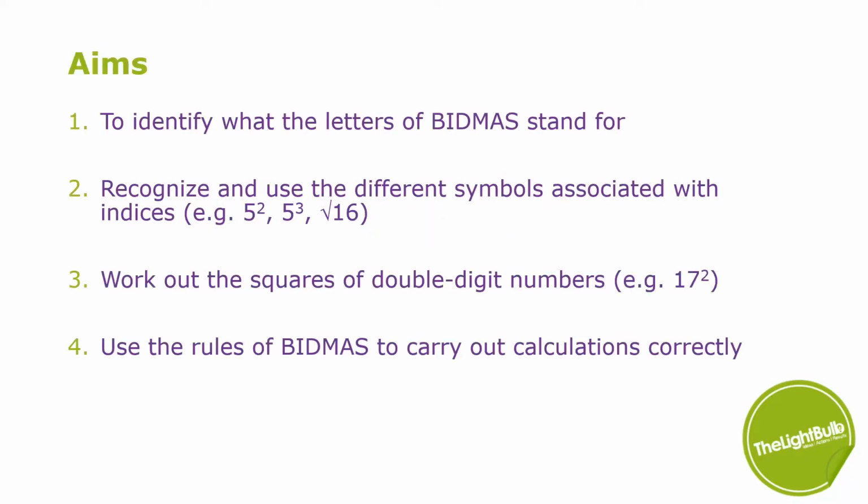So, firstly, our aims for today are fourfold. The first one is to identify what the letters of BIDMAS stand for. Secondly, is to recognize and use the different symbols associated with indices. For example, 5 squared, 5 cubed, with a square root. Our third aim is to be able to work out the squares of double-digit numbers. And then fourthly and finally, putting all of this together and using the rules of BIDMAS to carry out calculations correctly.